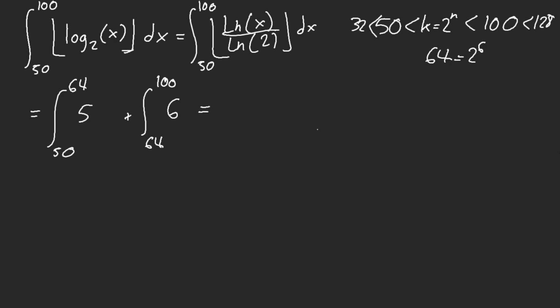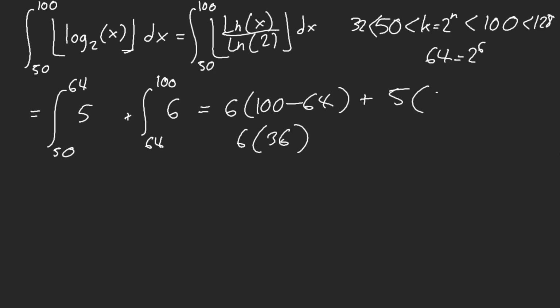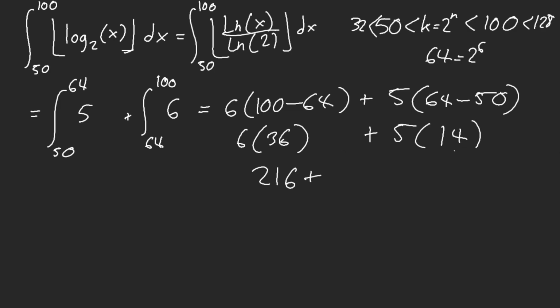Now we can go ahead and start computing 100 minus 64. That's a Pythagorean triple, which is 36. And then 5 times 64 minus 50, which is also easy to compute, because that's 14. Okay. Now we have 216 plus 70. So our answer should be 286.